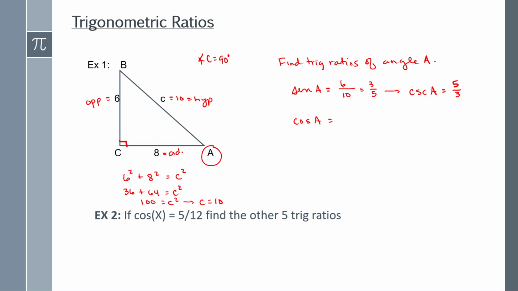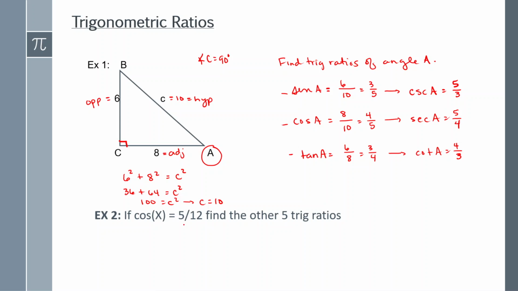Then I can find the cosine of A, which is the adjacent side, 8, over the hypotenuse, and that reduces to 4/5. That tells me that the secant of A is going to be 5/4. Tangent is opposite over adjacent, so that's 6/8, which reduces to 3/4. And that tells me the cotangent is going to be 4/3. So if you can find the first three, sine, cosine, tangent, then you know all of their reciprocals.